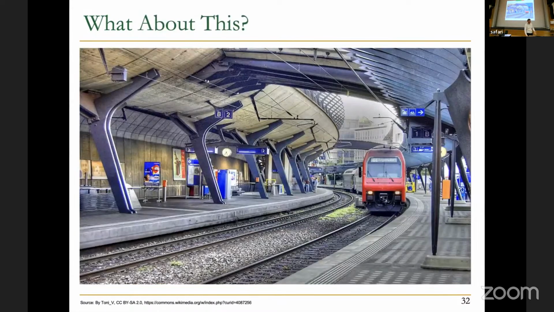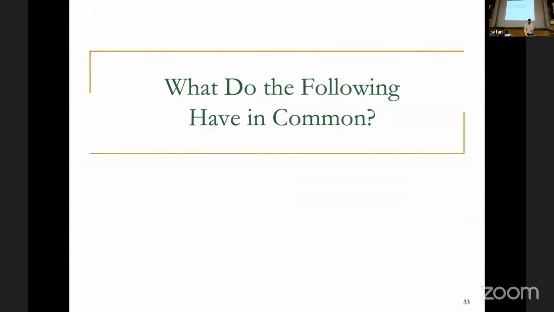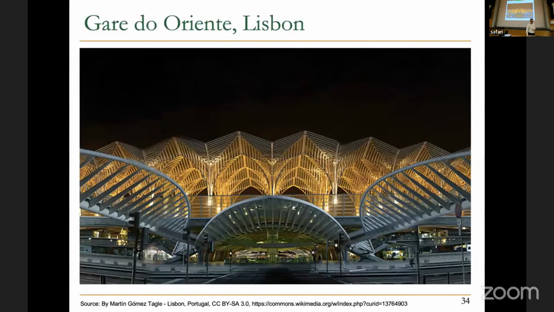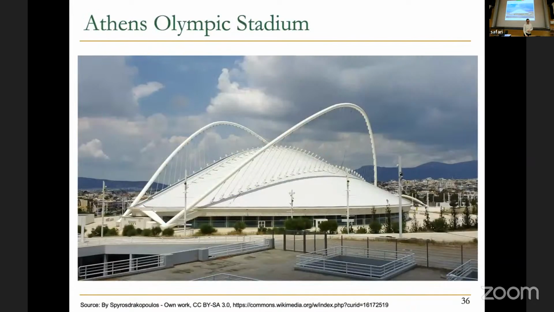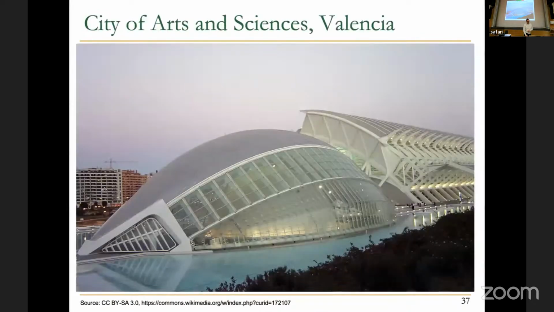This is the same place from the top, basically. And the top is more famous than the bottom. So what do the following have in common? What does Bahnhof Stadelhofen have in common with this one? This is, well, you know what this is, Gare do Oriente in Lisbon. How many people know this place? Okay, you've been there? Me too. And there's another one in Milwaukee, in the US, in Athens, in Greece. Beautiful. I've been there also.